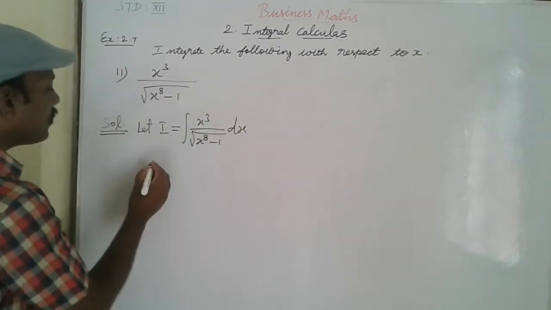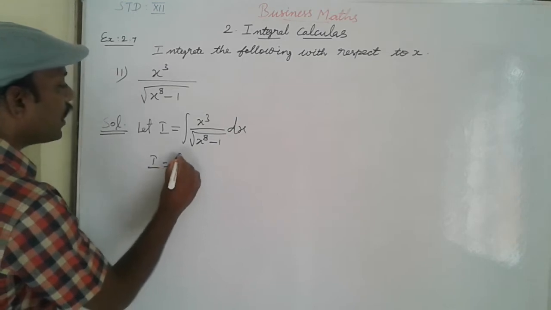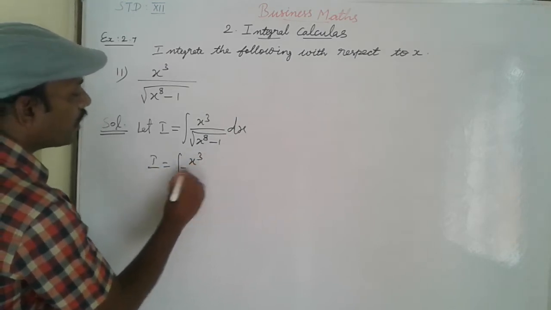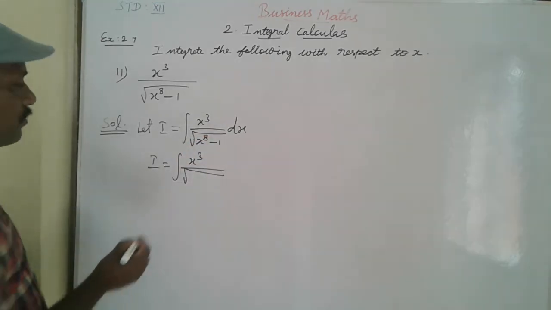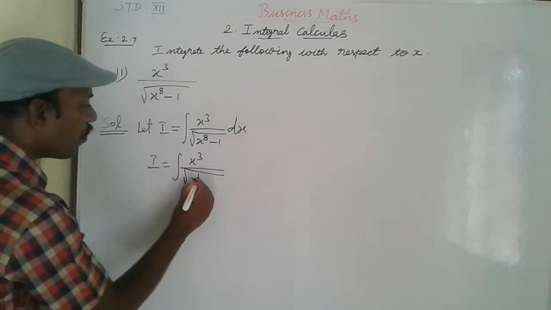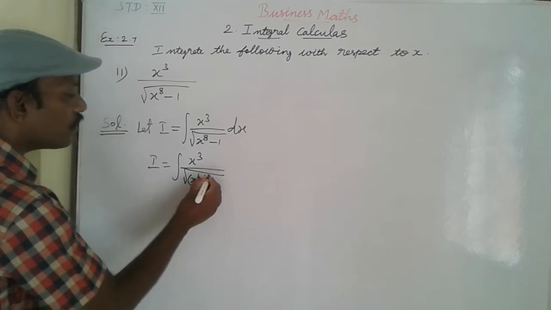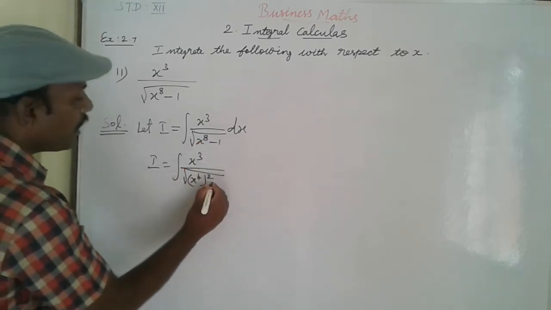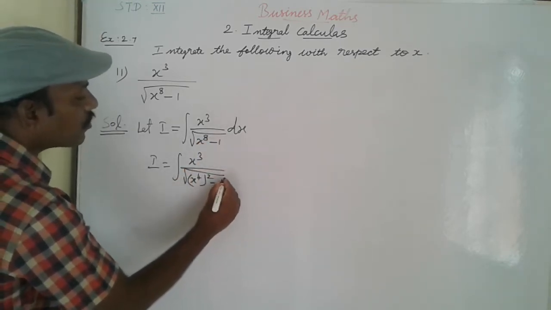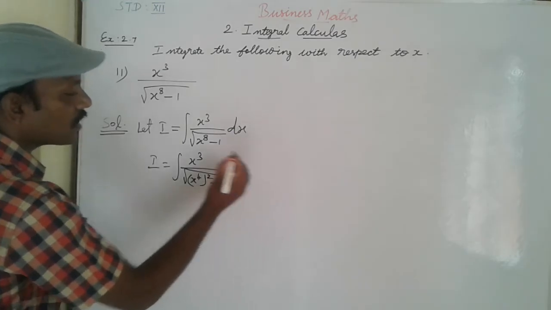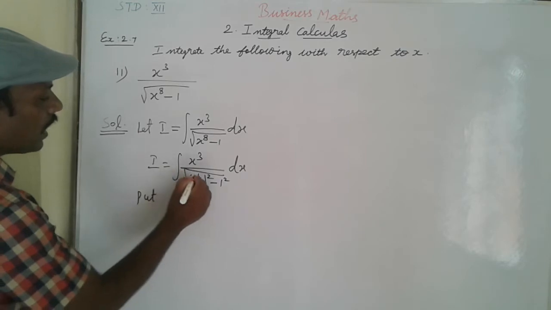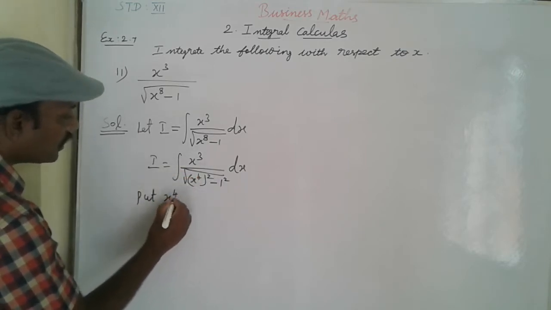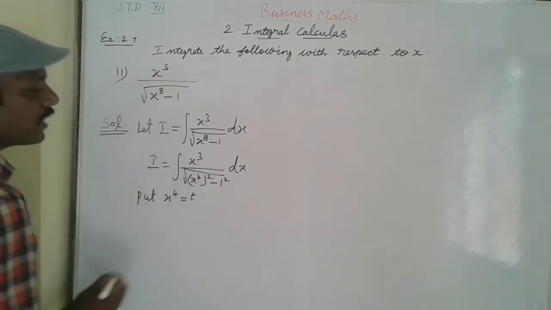So we should write I equal to integral x cube divided by root of x power 8, which we should write as x power 4 whole square. So 2 4s are 8, power is 8, minus 1 we should write as 1 square, into dx. We should put x power 4 is t.